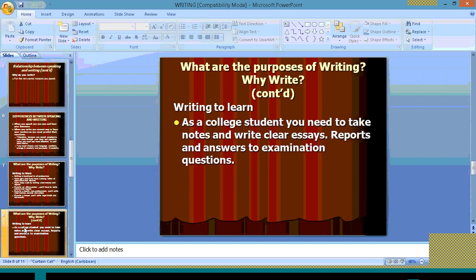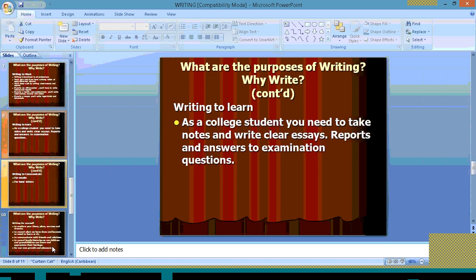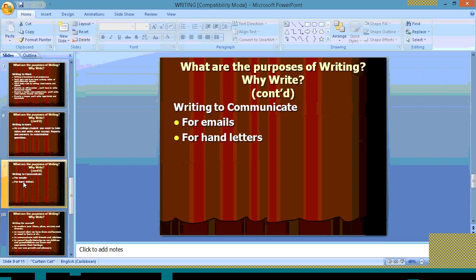So you need to take notes and you need to write clear essays. You need to give clear responses to questions, reports and answers to exams. And in some courses, you will have essays to write. So writing is actually necessary in the college setting to write your exams, write your essays, take your notes, all of that. So it has many purposes here.